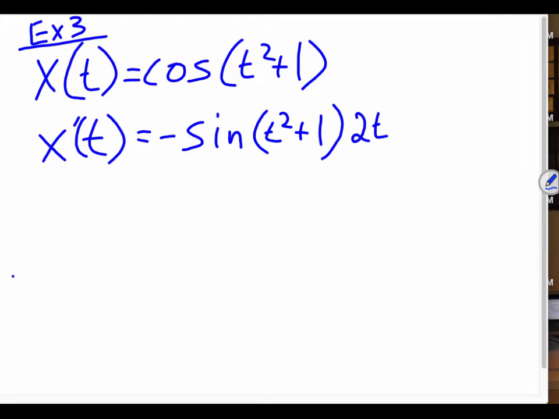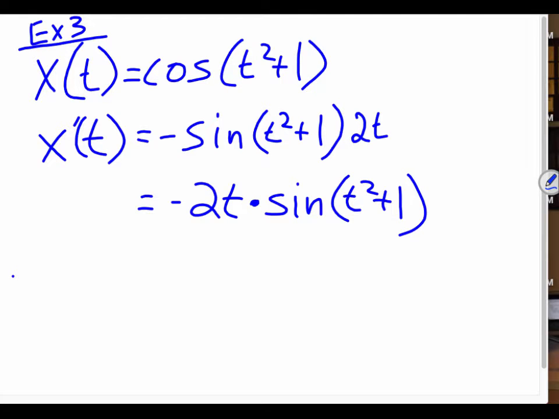Now I clean this up a little bit. This is a convention that we do. We say minus 2t times sine of t squared plus 1. Got it. 2t. That was pretty easy, wasn't it?